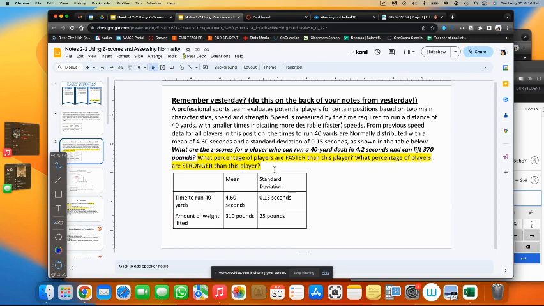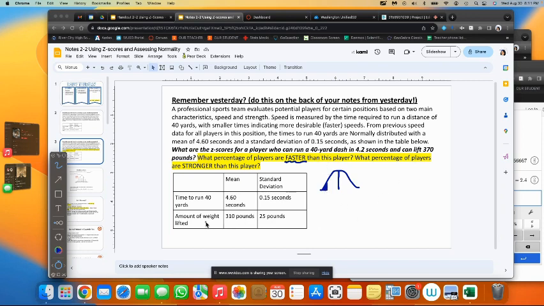And if we said what percentage of players are stronger than this player, again, that is a statistic that someone would understand. So if we just think about what this looks like, right? We did our z-score calculation. We found in terms of time to run 40 yards, he was 2.67 standard deviations below the mean. So maybe somewhere around here. And if we want to know what percentage of players are faster than this player, well, the only people who are faster than him are people who had smaller times. So that would be this case. So this amount of people are faster than this player.